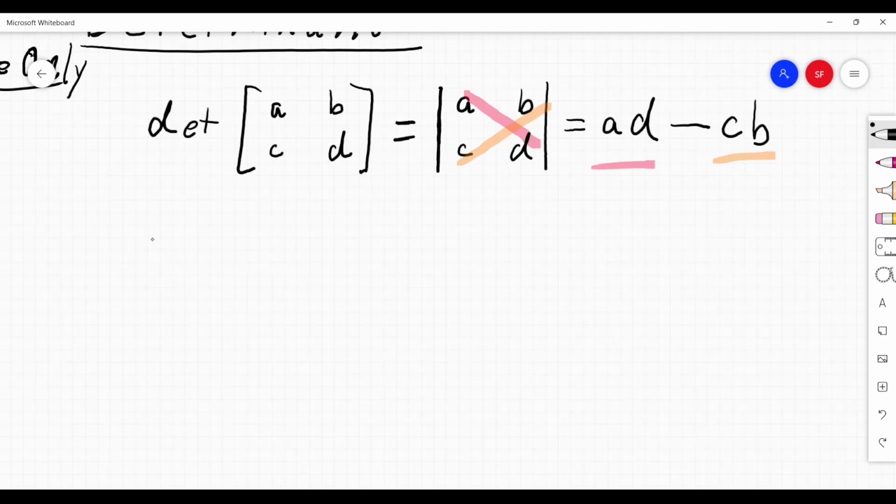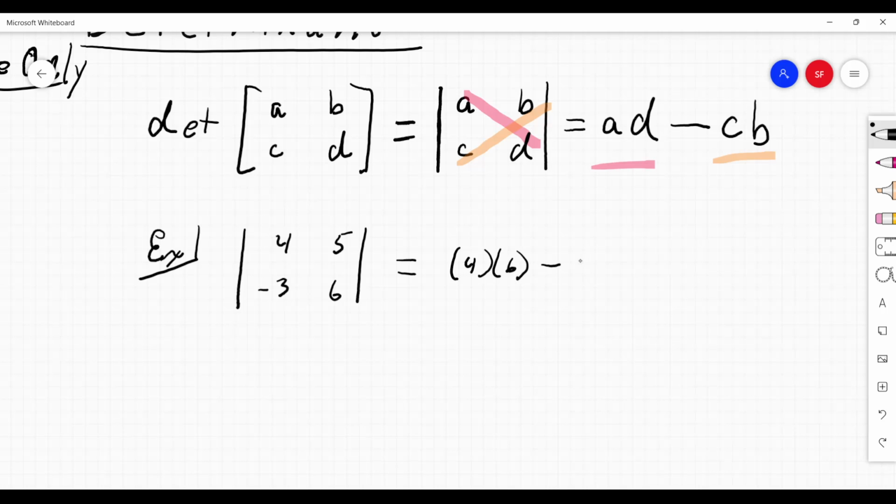Okay, so let's do a quick example to go with this one. Is that minus? It is minus. Cool. True facts. So the determinant of the matrix 4, 5, negative 3, 6 equals 4 times 6 minus negative 3 times 5.